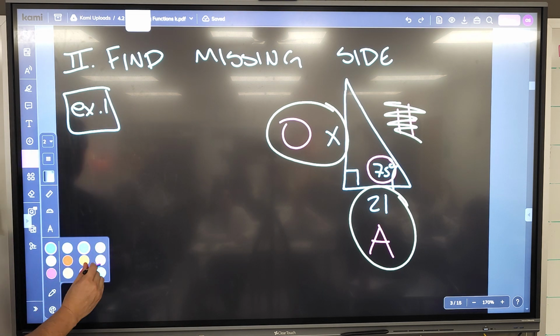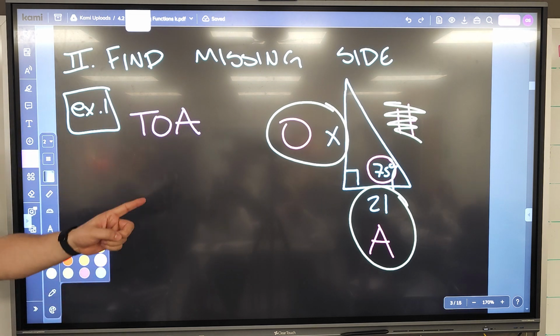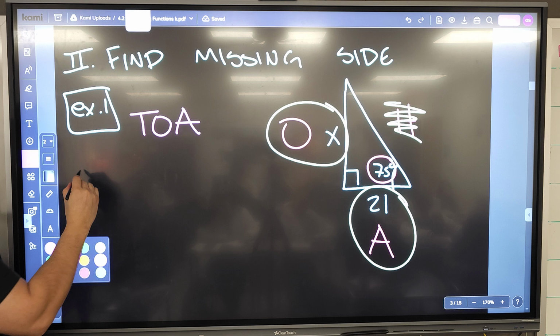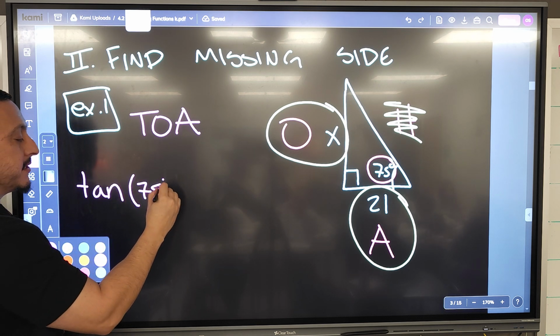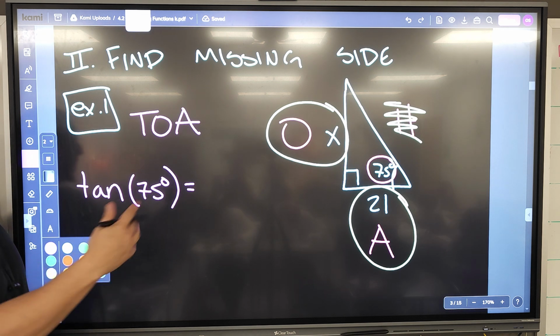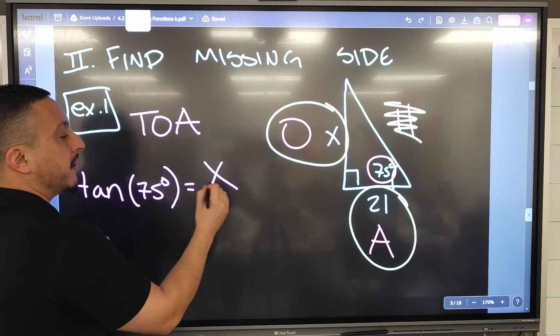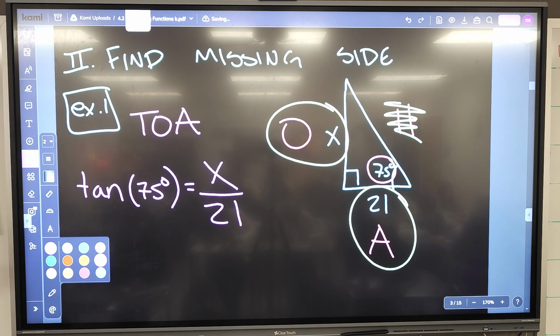Tan. It's always going to be just one of the two. Tangent is the one that has the O and A. TOA, right? O and A. So I use tangent. Tangent of 75 degrees equals O over A. So O is x, over A is 21. TOA, top over bottom. Questions so far, guys?